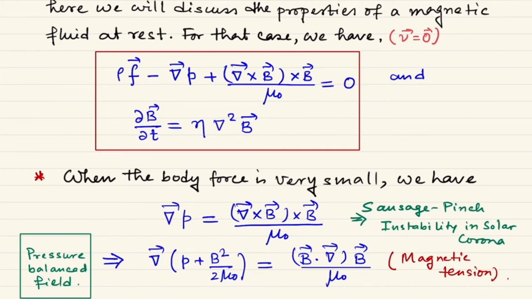Not in a very straightforward way, but if you follow some steps, one can show that by trying to solve this type of equation for the cylindrically symmetric case, you can be led to an instability known as the sausage pinch instability, which is a very familiar instability in some places of the solar coronal plasma.